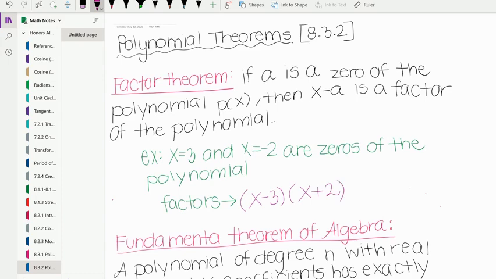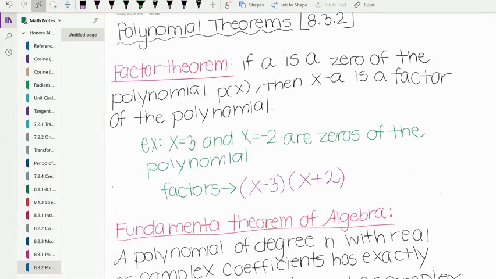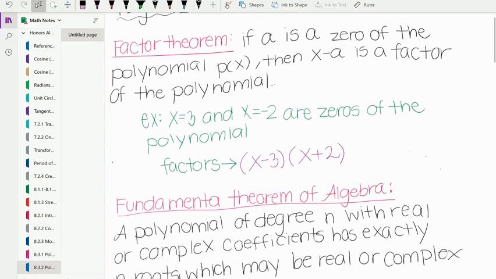So remember, a factor goes into a polynomial evenly, which means if I were to take the polynomial and divide by the factor, the remainder would be 0. So another example, if I tell you that x equals 5 is a root of a polynomial, that means that x minus 5 is a factor, and that's the factor theorem.